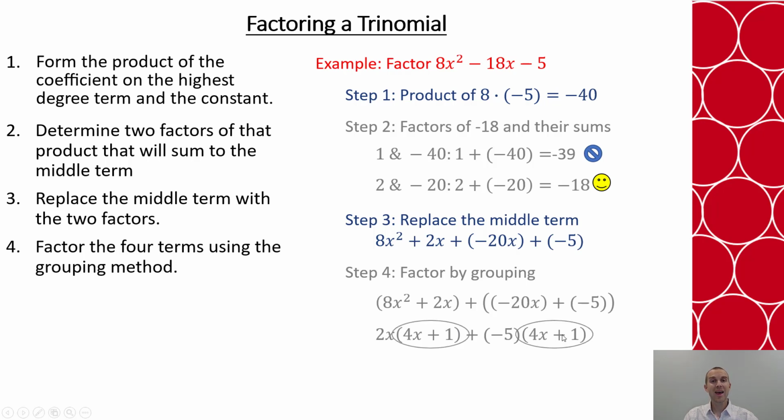So I again have a common factor. I'm going to group my 2 factors together and then write my common factor. So in this case, 2x minus 5 times the grouping quantity 4x plus 1.